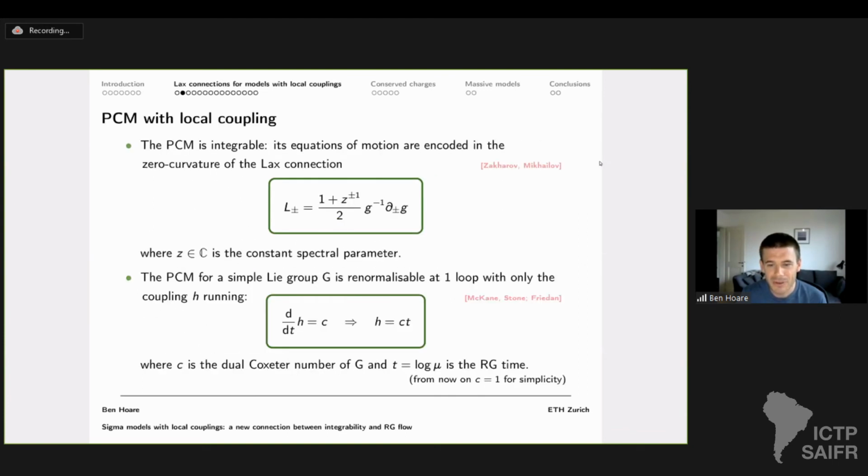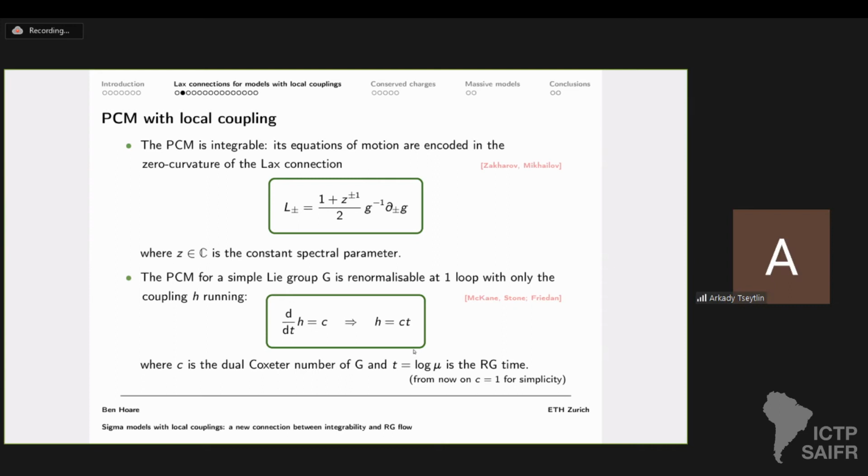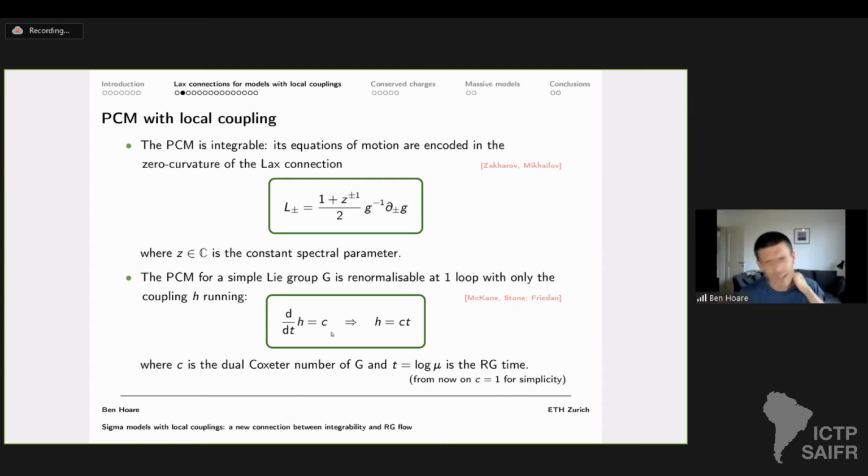I thought that for the PCM, the two loop correction is basically just this C gets corrected to something like C plus C squared over 2. So H will still be linear in T. No, you have one over H. You have two loops, expansion in H. Yes, sorry, okay. No, then we did not look at this.